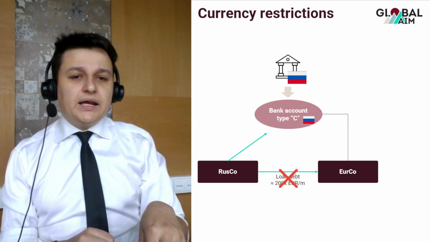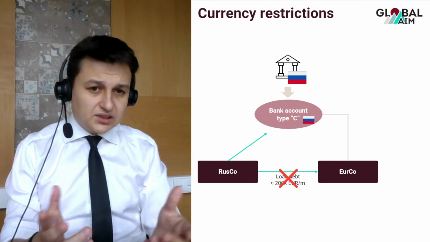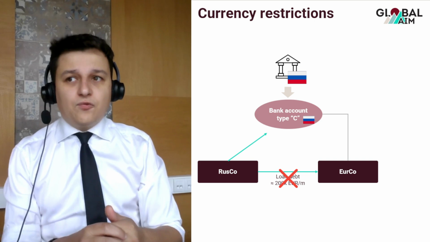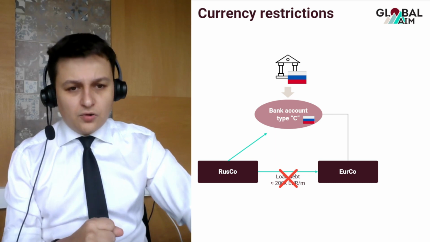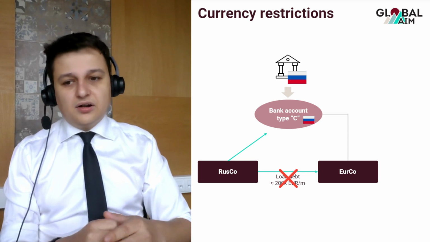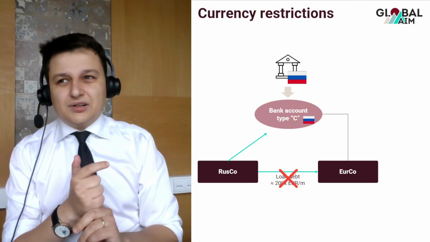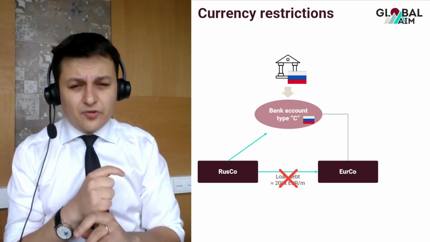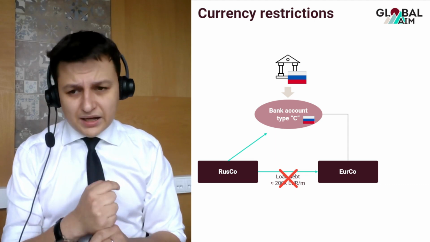The European company can actually use those funds put into the special Type C bank account, but only for the purposes stipulated by the law. And these purposes are quite limited. You can pay your fines, you can pay your taxes, and you can pay some quite limited obligations, mostly to the government, and that is it. You cannot freely use your money from the Type C bank account.